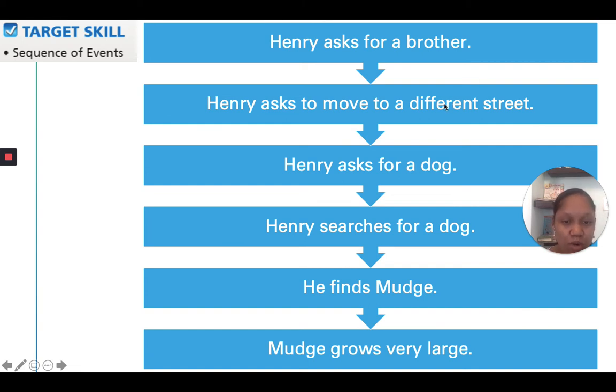Okay, let's do one more. What happens after Henry searches for a dog? Take a look at the chart. What happens after Henry searches for a dog? He finds Mudge, the dog that he now has, right? So this is really helpful to be able to figure out what happened before something or after something once you put all the major events down here on the chart. Okay? Good work with this.